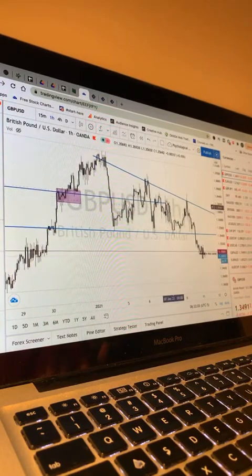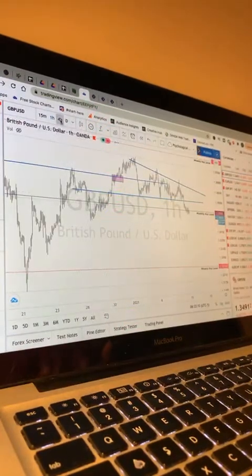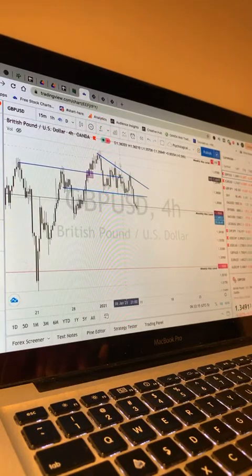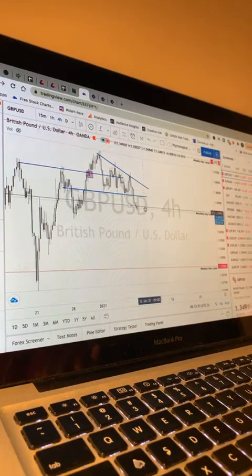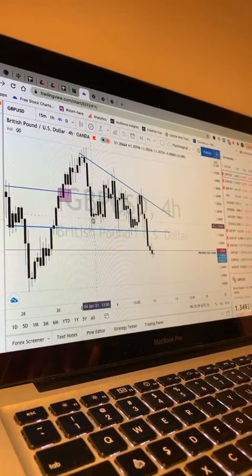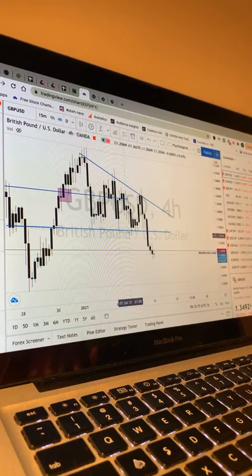So starting out with GBPUSD on the 4 hour. On the 4 hour, it was creating this rising wedge, but it did break out to the downside. But you can see here, let me zoom in a bit. You can see price was kind of respecting this area that I did have as support, but it was only at the wicks.